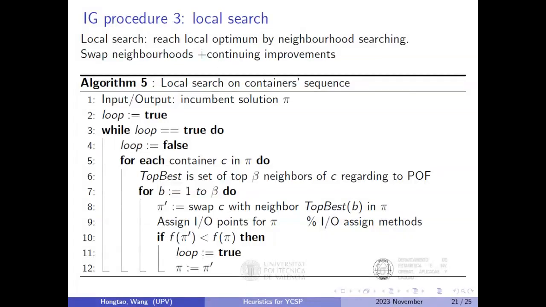How many people know local search before or already use local search? Okay, much more than before. Local search, as you know, is a very common improving strategy to improve the quality of your solution. Here we use our swap local search. That is to say, for every container we select one, we swap. A swap solution is we replace the positions of two containers. We swap, and finally we find the best solution. We find the greedy one.